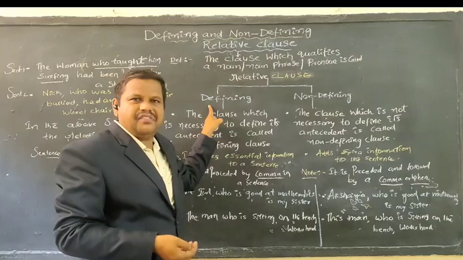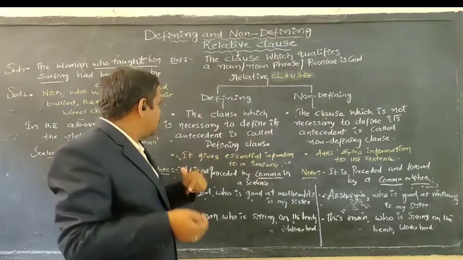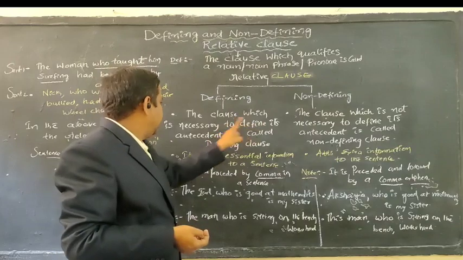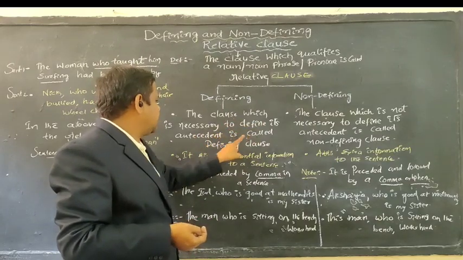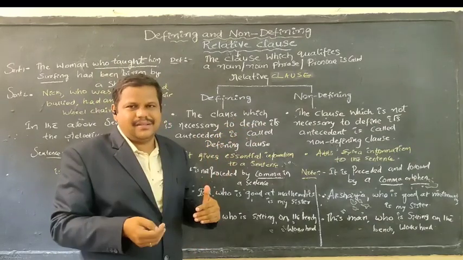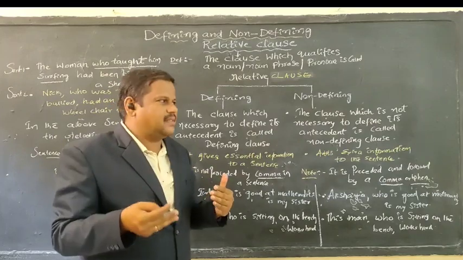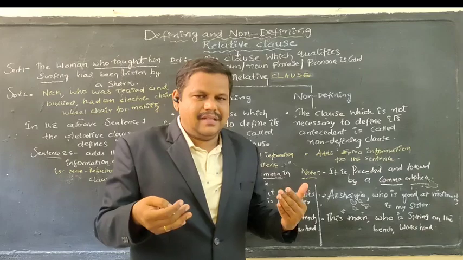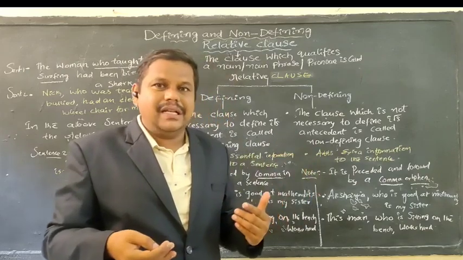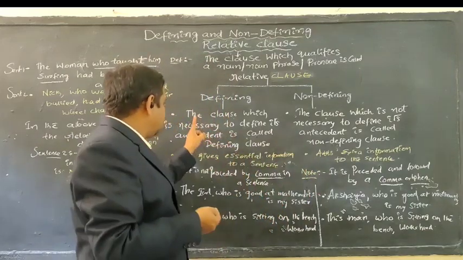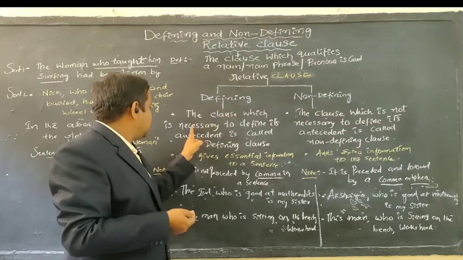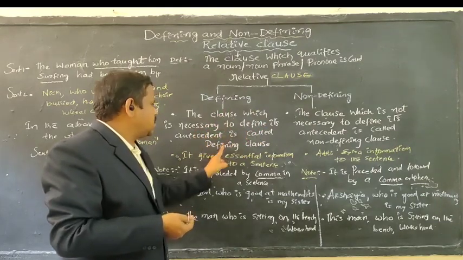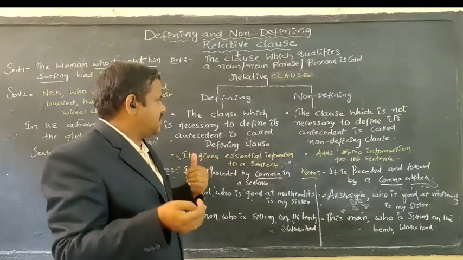See students, defining relative clause means what? The clause which is necessary to define its antecedent is called a defining clause. In this, we can clearly see that there is an antecedent in the clause. Once again, the clause which is necessary to define its antecedent is called a defining clause.